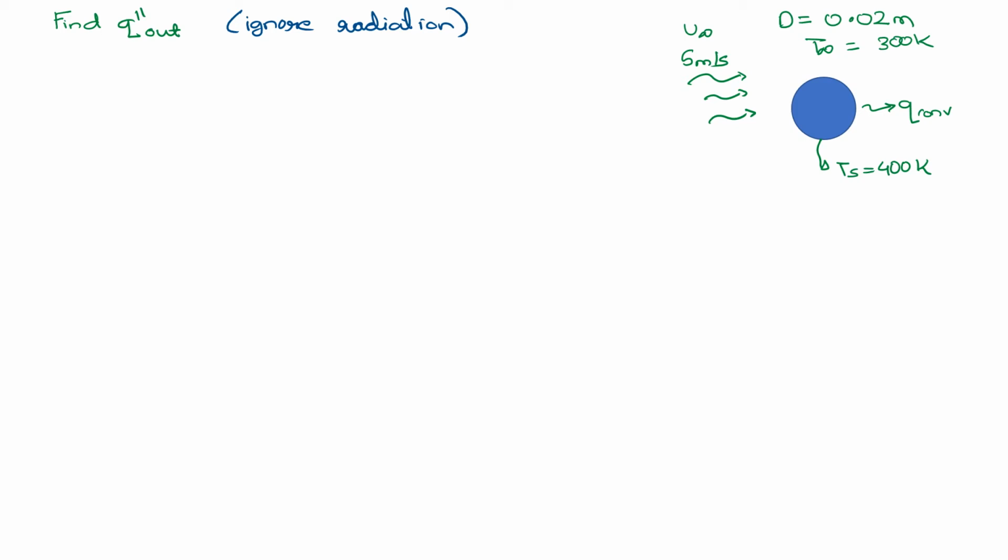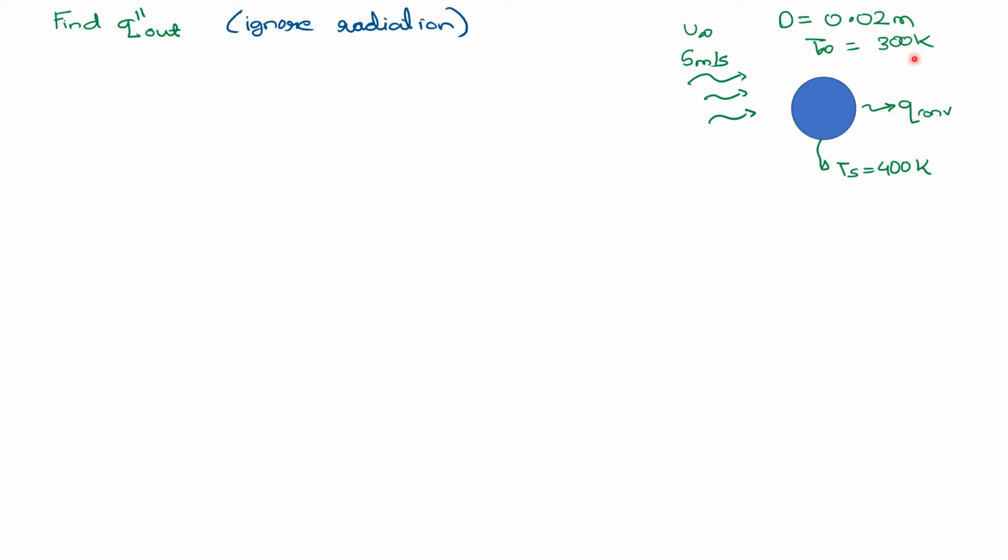Okay, let's look at an example in chapter 7, where we look at flow over a cylinder. We have external flow at u infinity equal to 5 meters per second over a cylinder with a diameter of 0.02 meters. This cylinder is infinitely long, so it's going into the page and out of the page. The surface of the cylinder is at a constant temperature of 400 Kelvin, and the surrounding air blowing over it is at a temperature of 300 Kelvin.